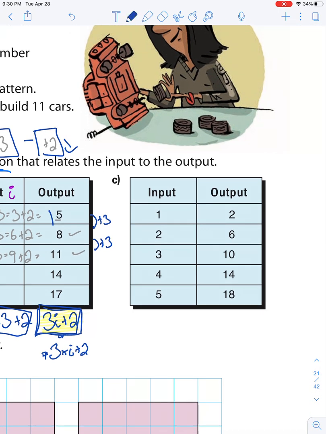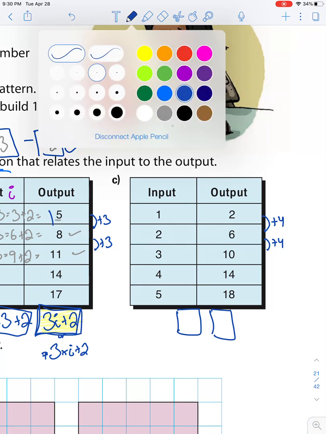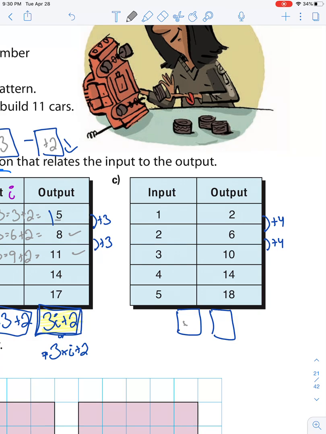All right, next one is, I'm running out of space. Okay, let's just go down here. So how do I get from the input to the output? I am using my cheat, which is plus by 4. So I think it's possibly going to be multiply by 4. So let's see. 1 times 4 is 4. How do I get to 2? I subtract. So I think it's going to be minus 2.